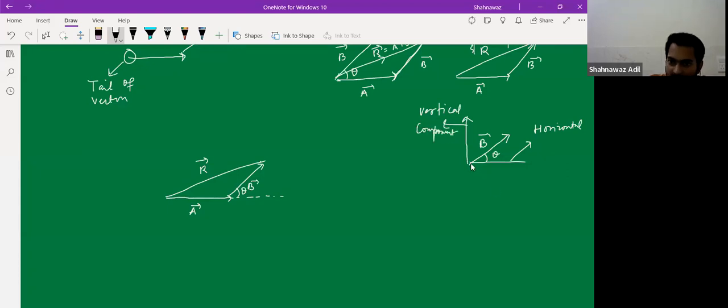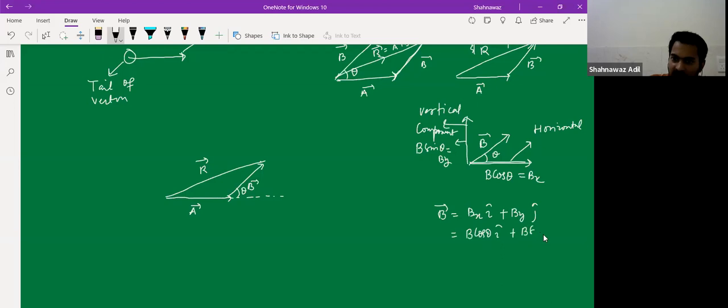Right, so the horizontal component is how much? This is B cos theta, which is Bx. And the vertical component is what? B sine theta, which is By. So you can write any vector in horizontal component form and vertical component form. So this would be B cos theta i hat, and this would be B sine theta j hat.